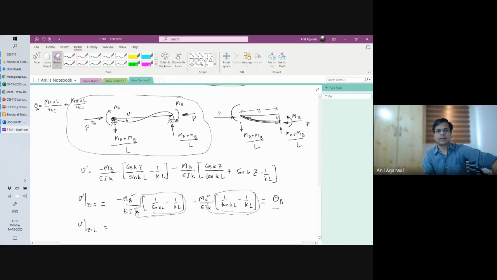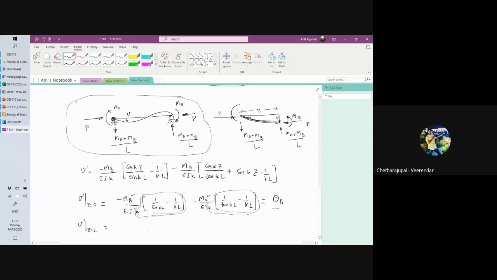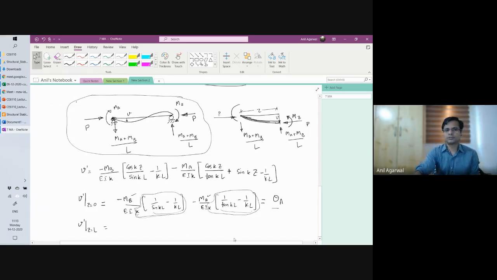Right? So you can check what happens if P is equal to 0. If P is equal to 0, what is your K? K is also 0, sir. So if K is 0, sin KL is 0, KL is 0. So what is happening? Infinity minus infinity, which you cannot solve. In other words, it is undefined here.